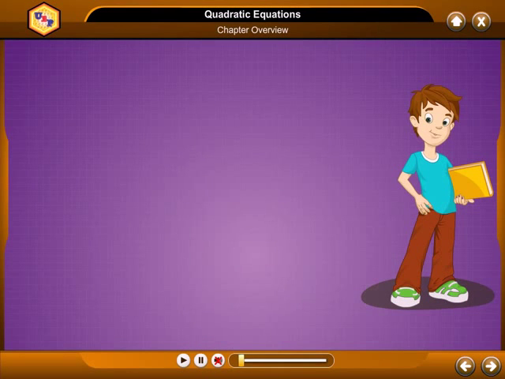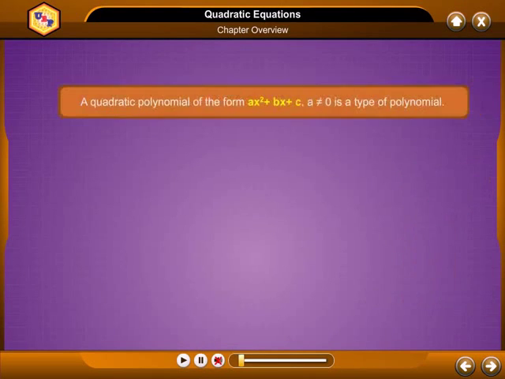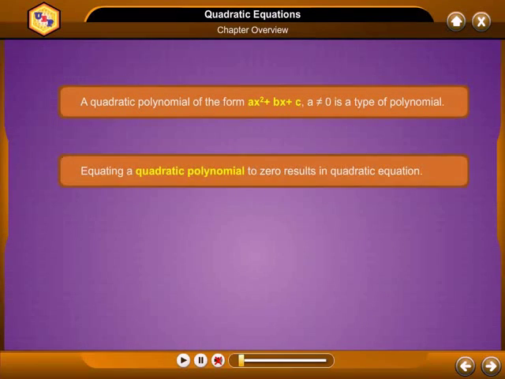Let's begin this chapter with a quick recap of what we have learned about quadratic equations in the previous classes. We have learned that a quadratic polynomial of the form ax square plus bx plus c, a not equal to 0, is a type of polynomial. Equating a quadratic polynomial to 0 results in a quadratic equation.